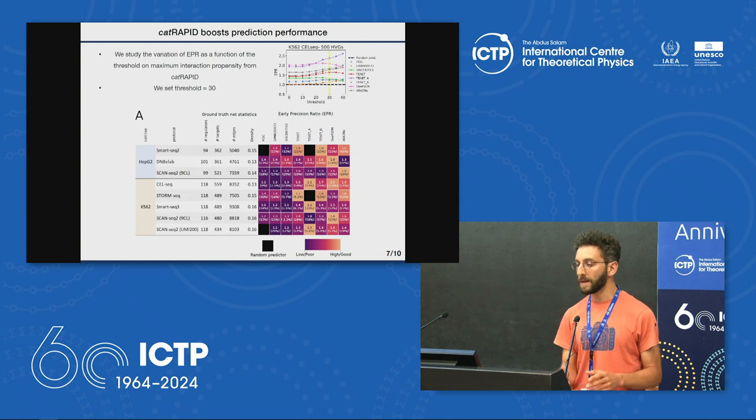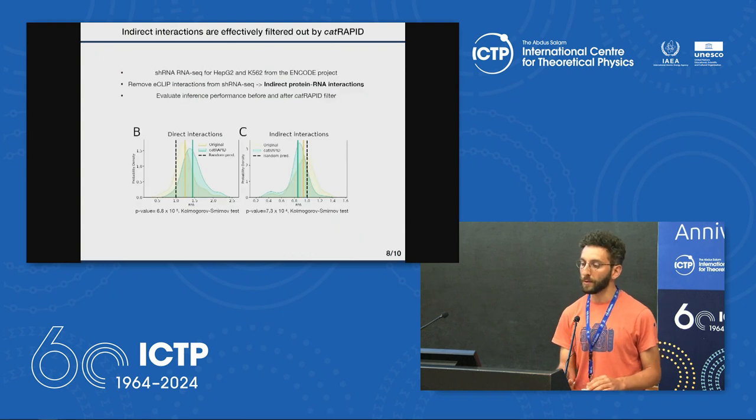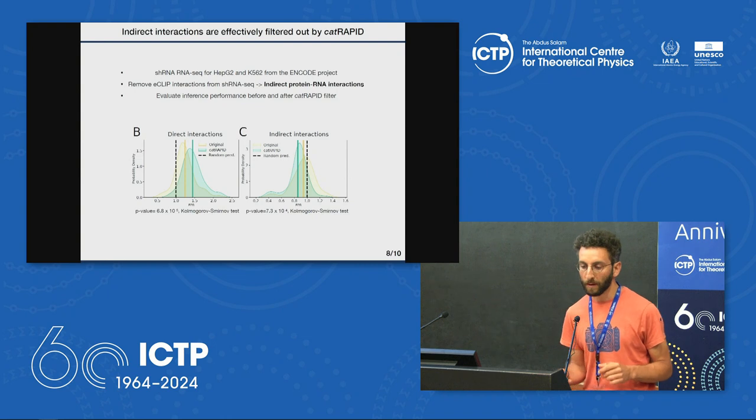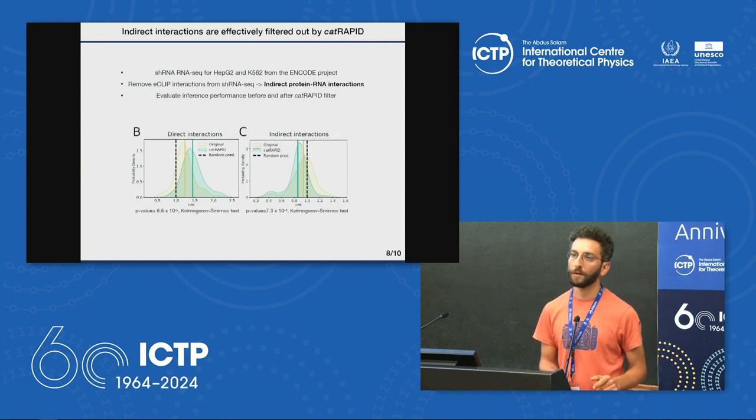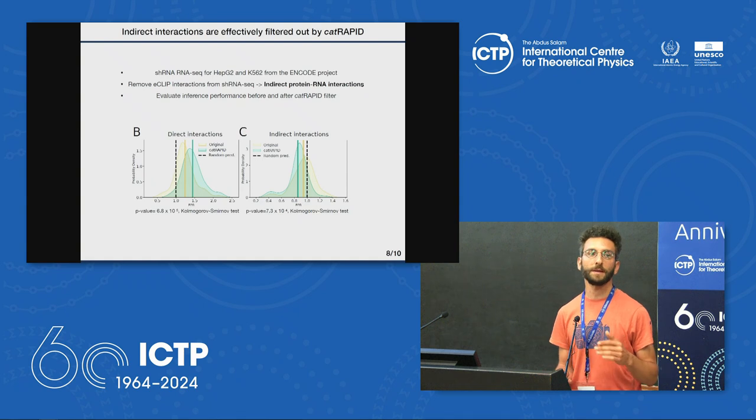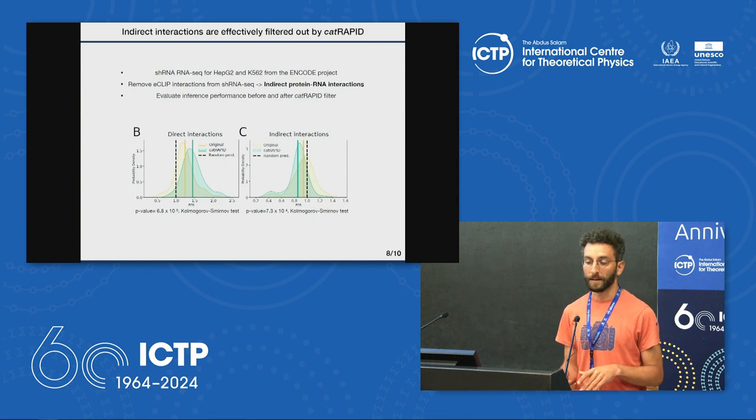In the context of protein-RNA interactions, we can directly test this issue using the short hairpin RNA data, in which a small RNA is used to knock down the expression of an RNA binding protein, and then the bulk population is sequenced to identify upregulated and downregulated target RNAs. So it can provide both direct and indirect interactions.